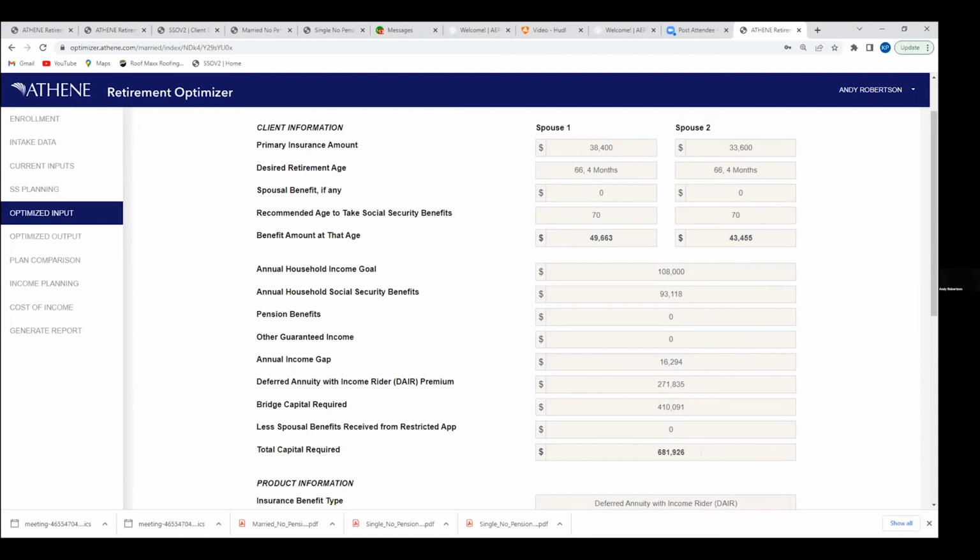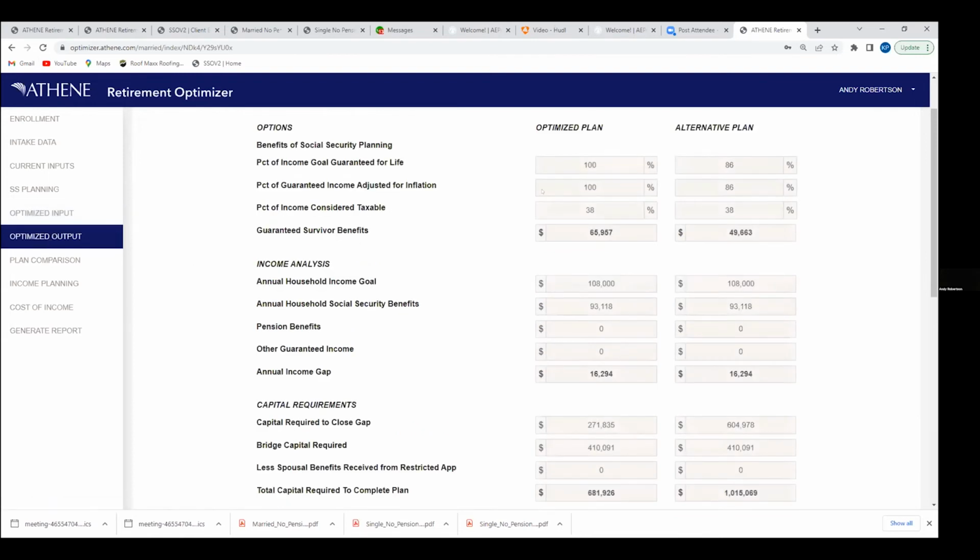So I said earlier, our goal is to build better, more fortified plans for 50% less capital. $681,926 is clearly more than 50% less than what would be required if you were to actually self-fund the income plan using an asset allocation approach.